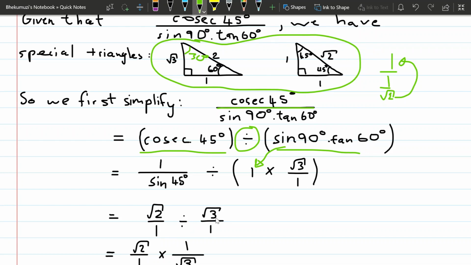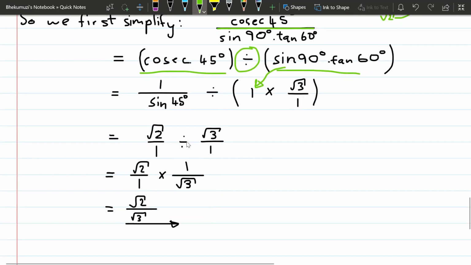However, now you have a fraction division, and we can't do fraction division directly. What we have to do is change the division sign into a multiplication sign, and after changing it to a multiplication sign, we change the denominator into the numerator, and the numerator into the denominator. Basically then we have 1 over square root 3 times square root 2 over 1, and 1 times square root 3 is just square root 3, and square root 2 times 1 is just square root 2.